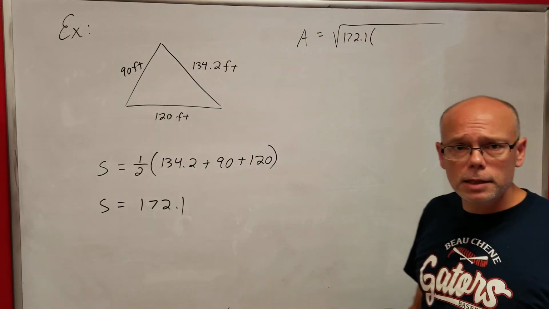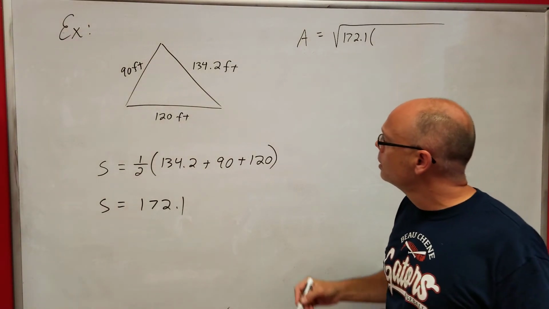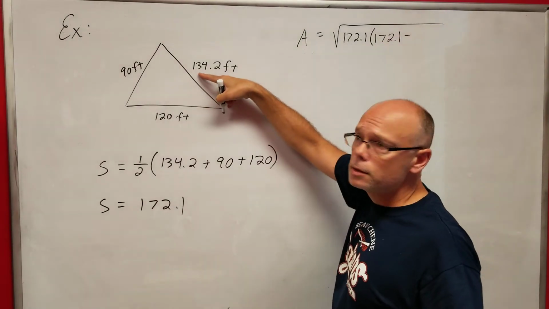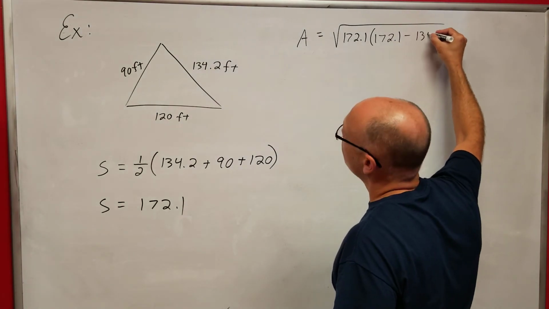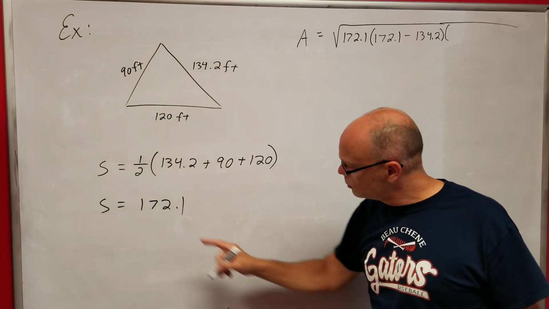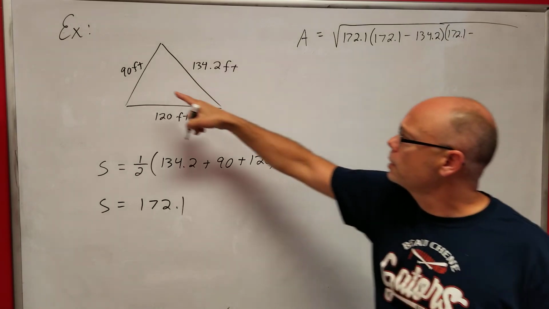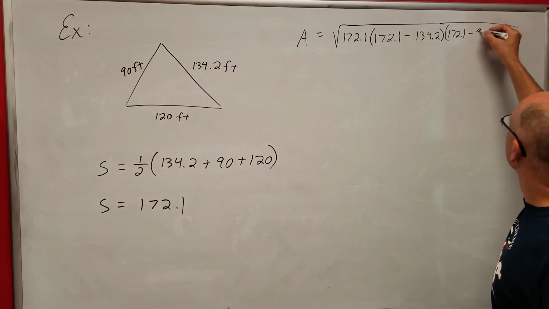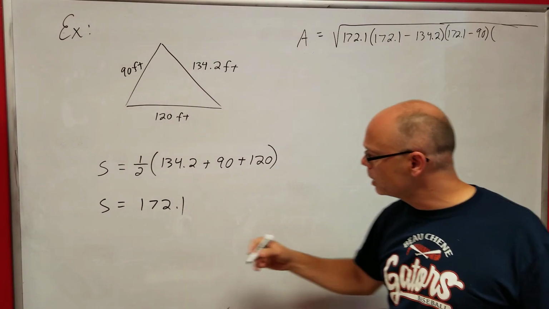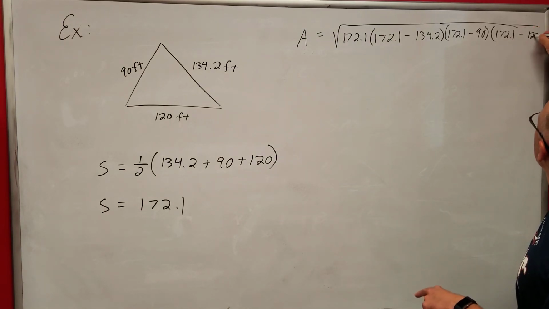times S minus each side, okay? Times a factor of S minus a side. So S will be 172.1 minus one of the sides, minus 134.2, times S minus another side. So S is 172.1 minus your next side, which I could say is 90, times S minus that last side. S again is 172.1 minus that last side of 120.